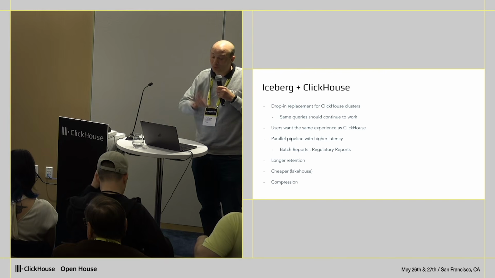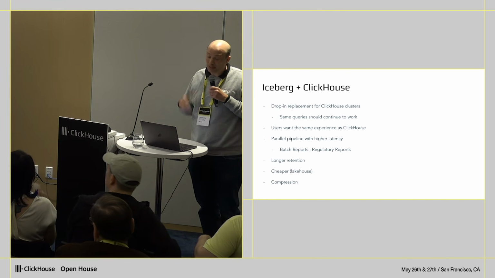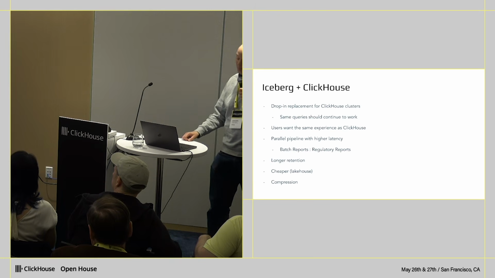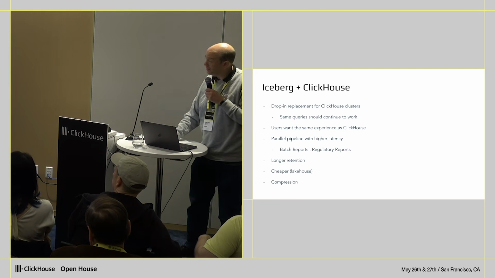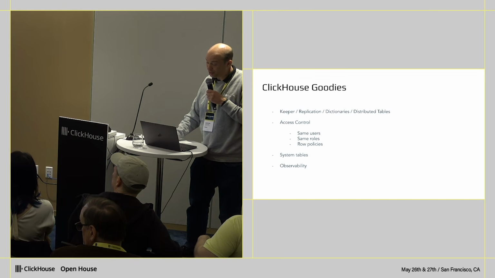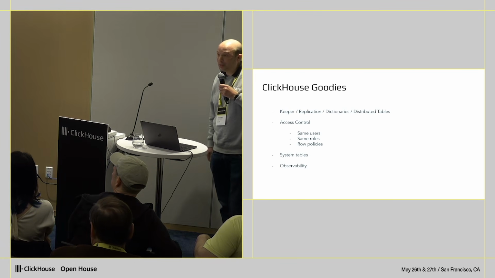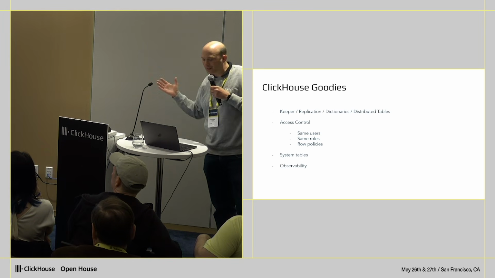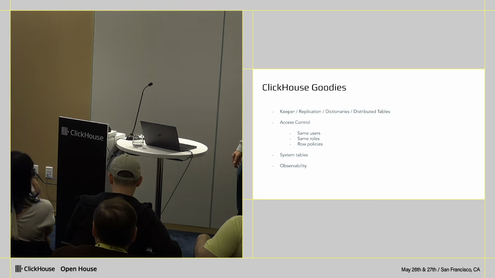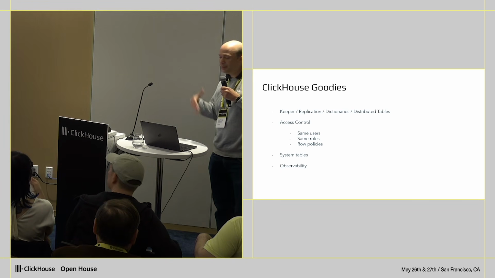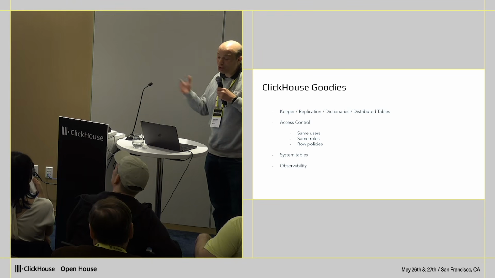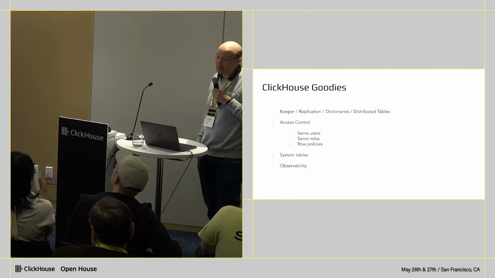We can also keep longer retention on Iceberg. It's cheaper to operate, of course, because you leverage the object store, etc. And as I said, we also benefit from the compression. On top of that, you get all the ClickHouse goodies. ClickHouse Keeper, you get the replication if you need some replicated tables in your Iceberg cluster, dictionaries, distributed tables. If you want to shard, you can shard Iceberg and have a unified view through a distributed table.